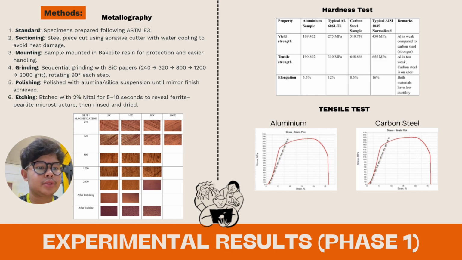The last method that we use is the tensile test. We provide two graphs for the aluminium and carbon steel, and we measure it by using the stress in MPa and the strain in percent.